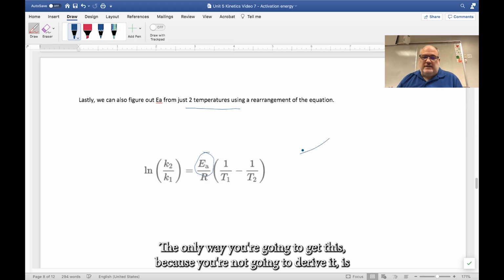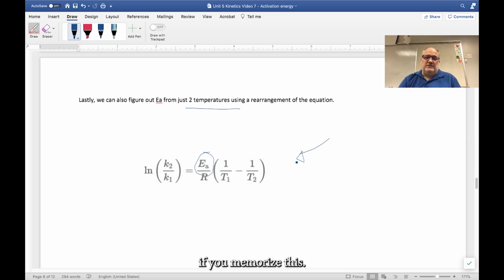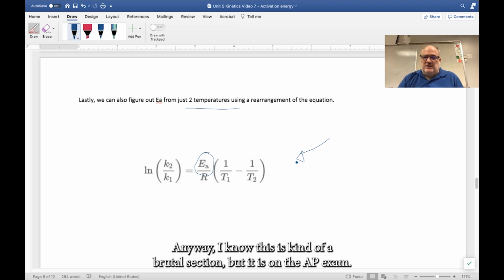The only way you're going to get this, because you're not going to derive it, is if you memorize this. Anyway, I know this is kind of a brutal section, but it is on the AP exam.